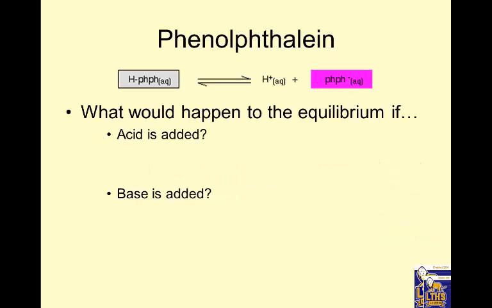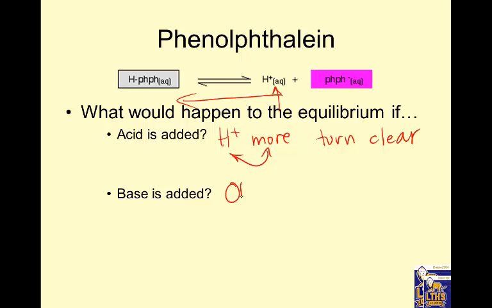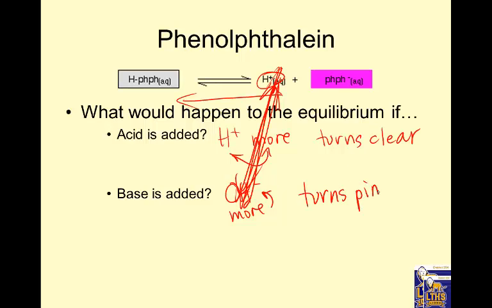Woohoo! Okay, hey, phenolphthalein, another indicator. This is phenolphthalein in acid form. This is phenolphthalein in base form. If we add acid, we're adding H+. So more H+ stresses out this side, it'll shift this way, it'll turn clear. Yeah, phenolphthalein turns clear in acid. Base is adding more OH-. More OH- takes this and reacts, pulls it out. So it turns pink in base.